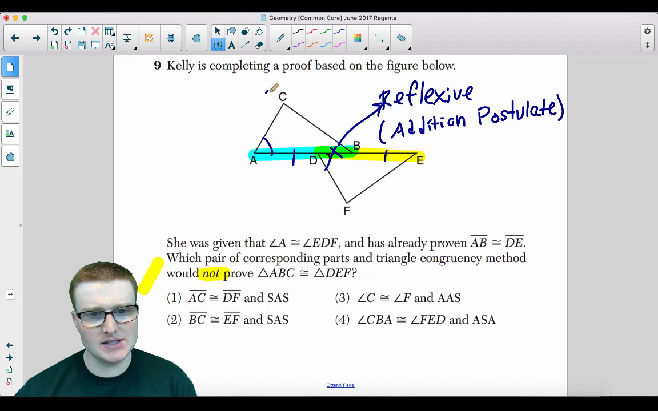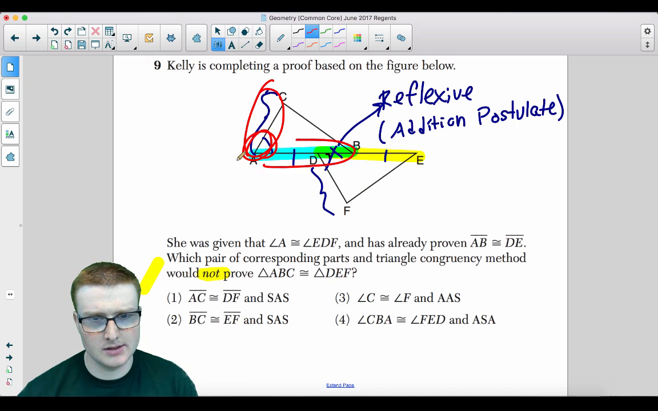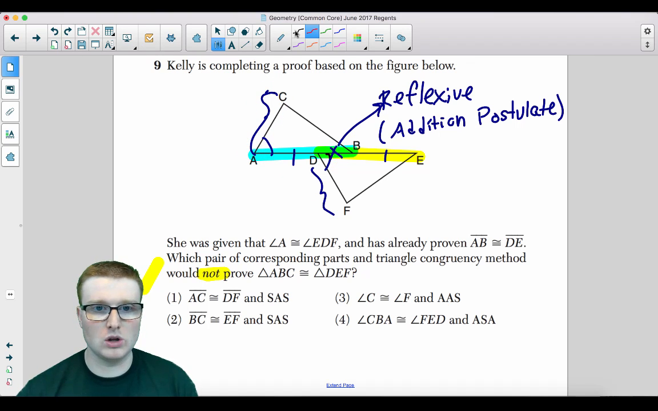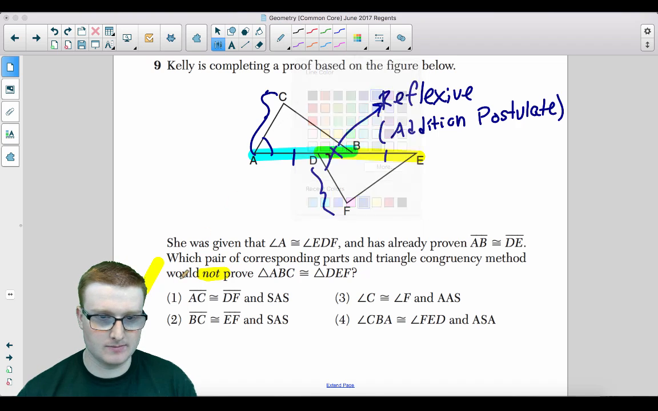Choice 1 says that AC is congruent to DF, and it's by side angle side. Yeah, that's true. Side angle side. Yeah, that works. So that's true. We're looking for the one that's not true. Okay? So that works.